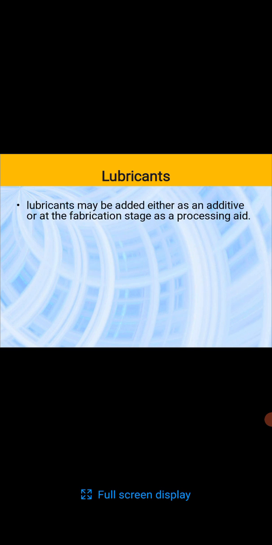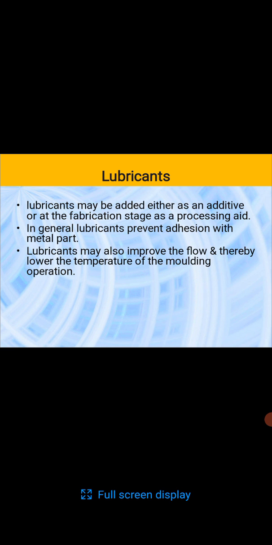Lubricants may be added either as an additive or at the fabrication stage as a processing aid. In general, lubricants prevent adhesion with the metal part of the equipment used for the processing of the plastic itself. Lubricants may also improve the flow and thereby lower the temperature of a molding operation.